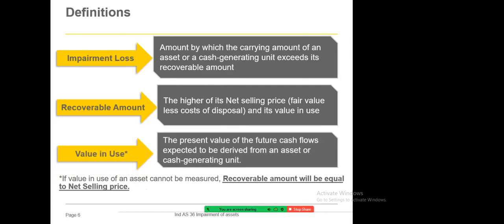Now let us understand the most important definitions of this standard, because this standard is completely based on these three definitions. First one is the impairment loss. As we have already discussed, what do we mean by impairment loss?